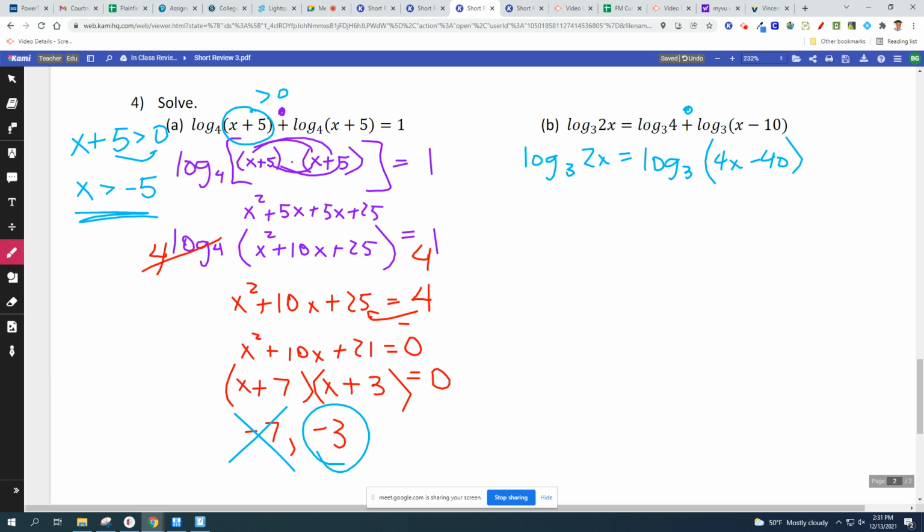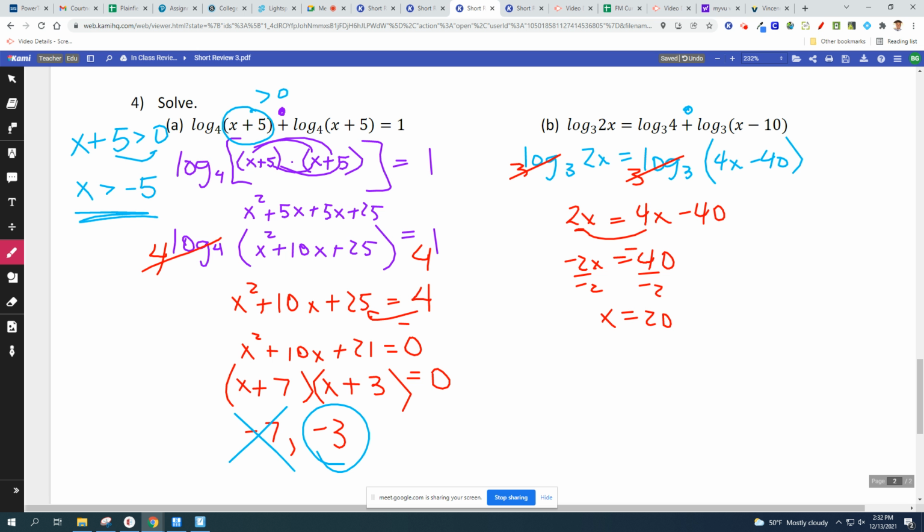But then on this problem, what makes it kind of nice is when you've got log equals log, when you do your base 3 on both sides, it just cancels out, leaving me just 2x equals 4x minus 40. So if you subtract this over and divide by -2, x equals 20, maybe.